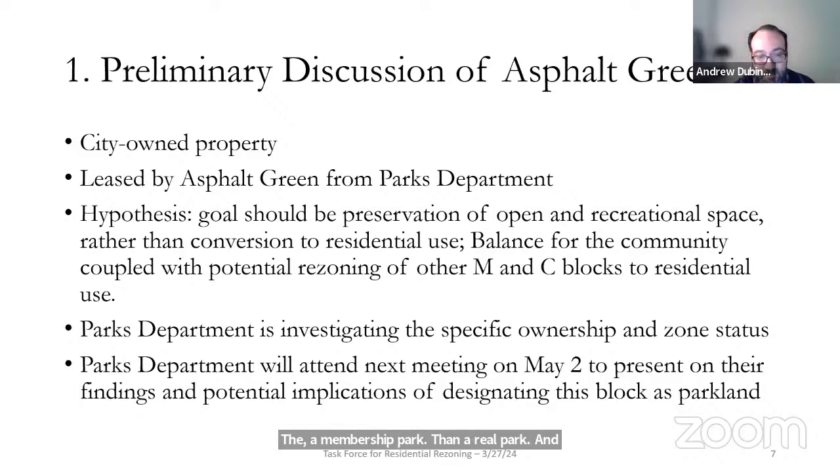And then obviously high density residential would be a big loss in terms of green space. I understand the needs of housing, but the shortage of green space in this area was already noted. Those are my points.